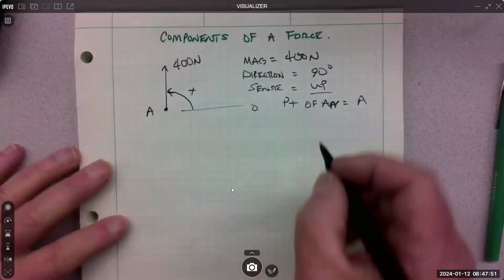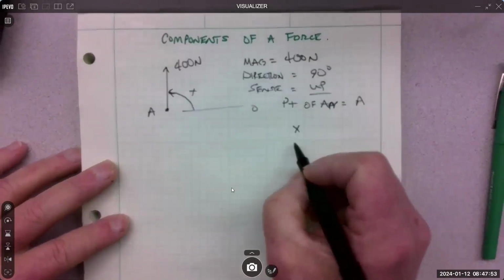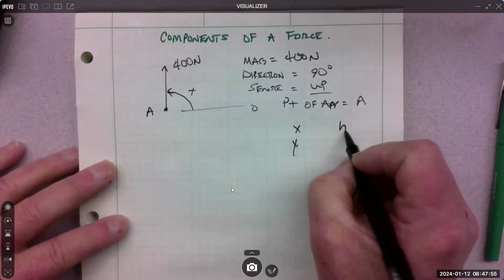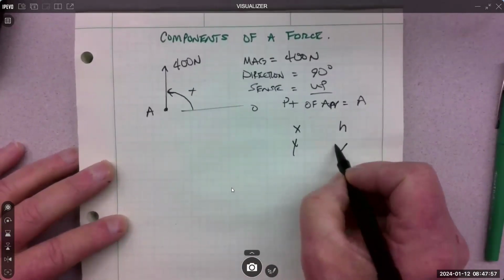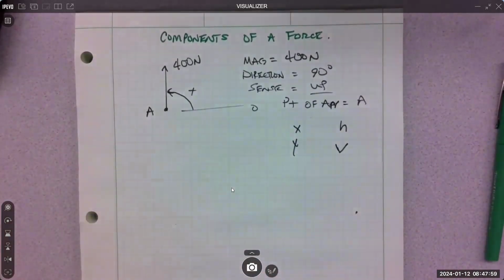But it's either X and Y components or it's H and V components. Either one works, but it's the effect of the vector in each direction. Called the vector components. So it does X and Y.